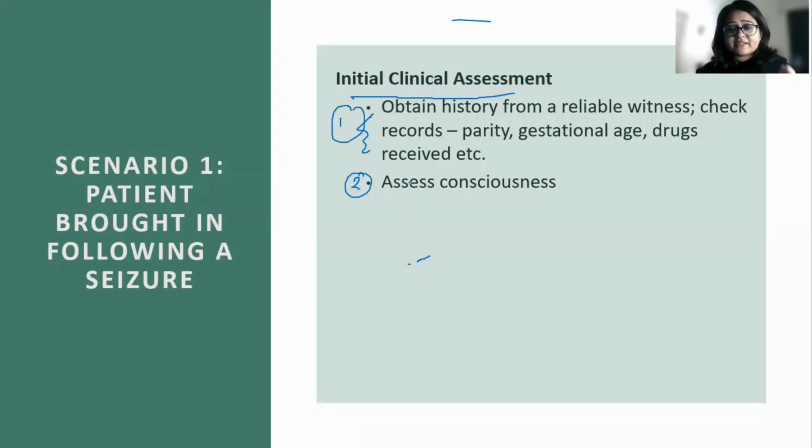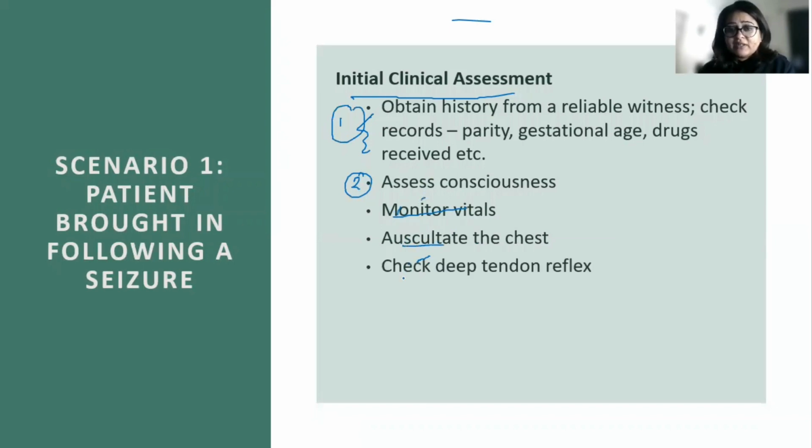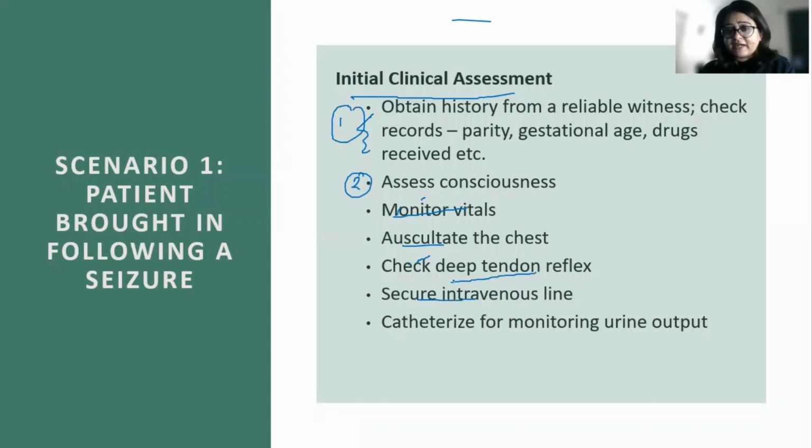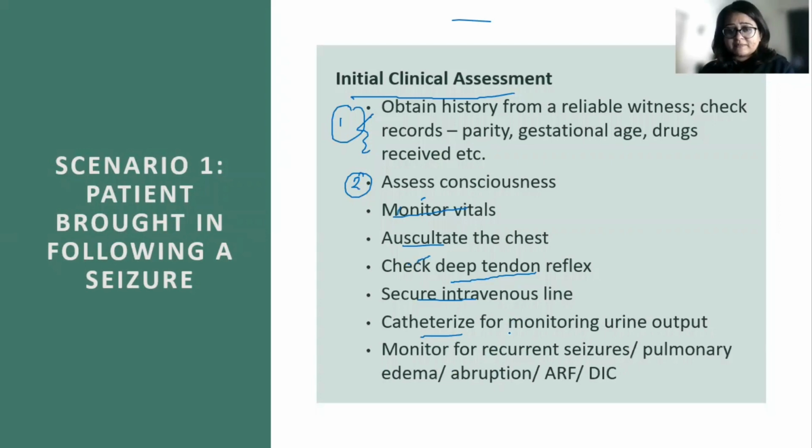One important thing is to assess the consciousness of the patient, monitor her vital signs, very importantly her pulse and her blood pressure, auscultate the chest, look for signs of pulmonary edema, check her deep tendon reflexes, are they brisk, secure an intravenous line, and catheterize her for monitoring urine output. This is after her seizure episode, when the patient comes in a post-ictal state.